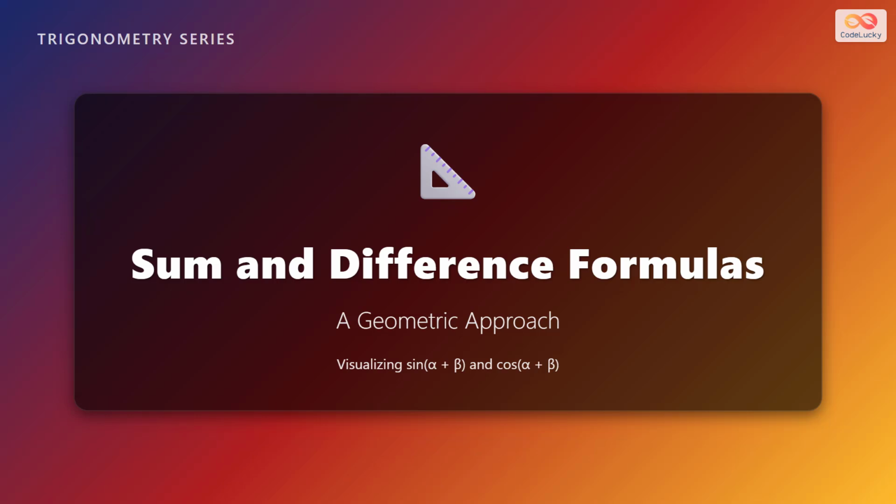Welcome to this visual guide on trigonometry. Today, we are going to explore the geometric proof for the sum and difference formulas. You have probably memorized that sine of alpha plus beta equals sine alpha cosine beta plus cosine alpha sine beta. But why is that true? In this video, we will build the geometry from scratch to see exactly where this formula comes from.